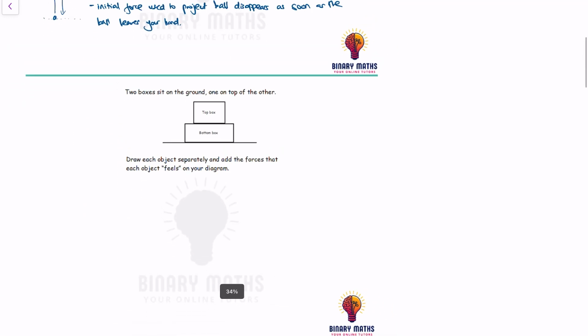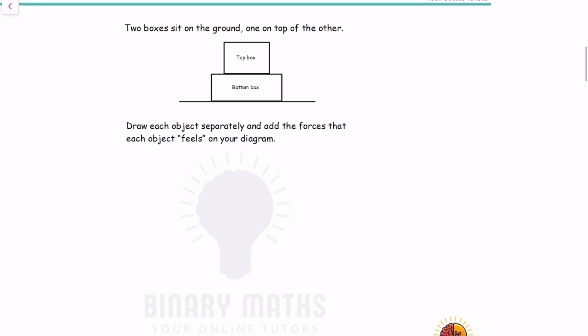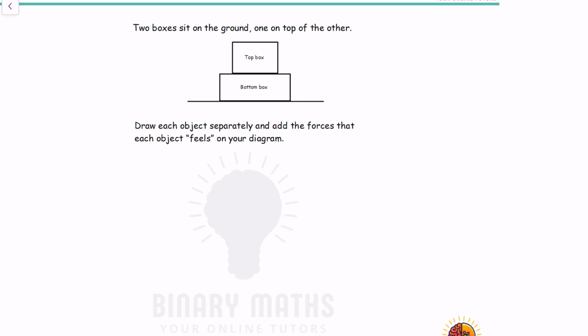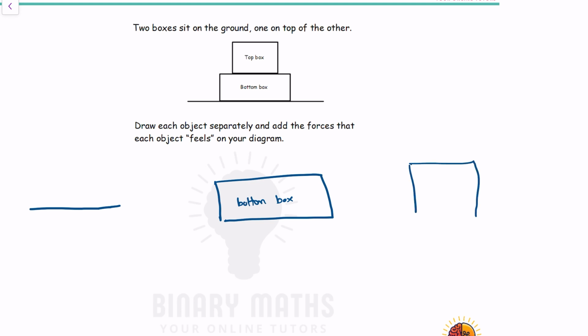Okay, so two boxes sit on the ground, one on top of the other. Draw each object separately and add the forces that each object feels on your diagram. So this is obviously the system of objects. The first thing we need to draw is the ground that everything sits on. Then you have the bottom box, and then you have the top box.